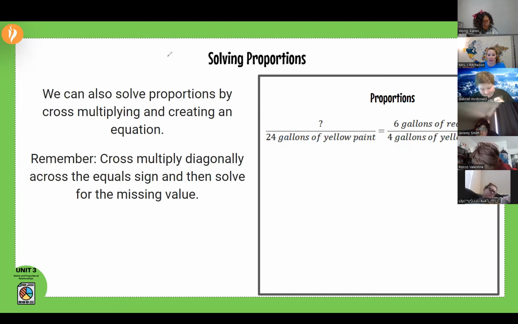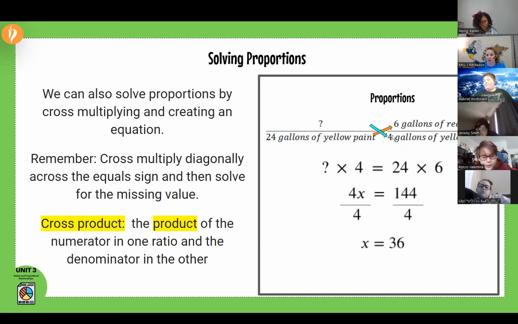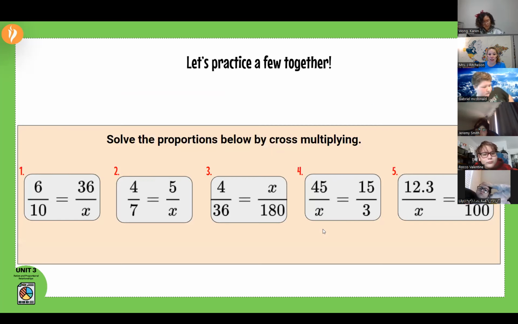All right, and so this example is basically we could cross multiply. If we don't want to multiply by the same number, we can also cross multiply. We can multiply 4 times x and get 4x. We can multiply 24 by 6 and get 144. And then solving one-step equations, the opposite of times 4 is dividing by 4. If we divided both sides of the equal sign by 4, that also tells us we would have 36 gallons of red paint. So that's what we're going to do today. We're going to solve proportions by cross multiplying and dividing.